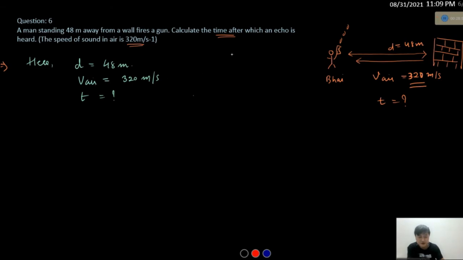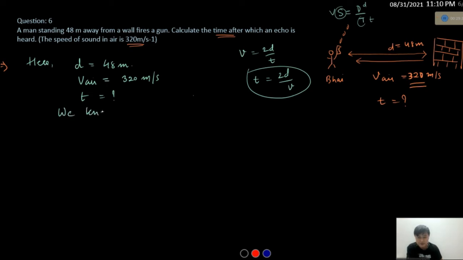Then we know the formula again. V is equal to 2d upon t. So this is the simple speed, distance, and time formula. Speed is equal to distance upon time, as we have been doing in math. So here speed is written as v, distance is small d, and time is small t. This will be 2d upon v, as v will come down. So time is equal to 2d upon v.